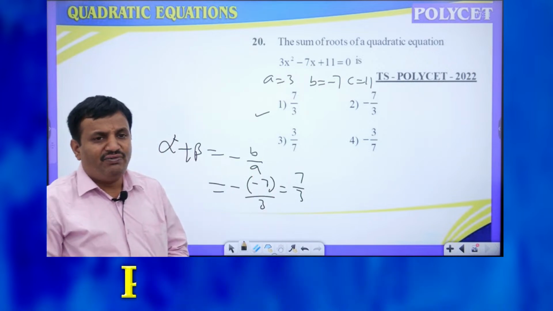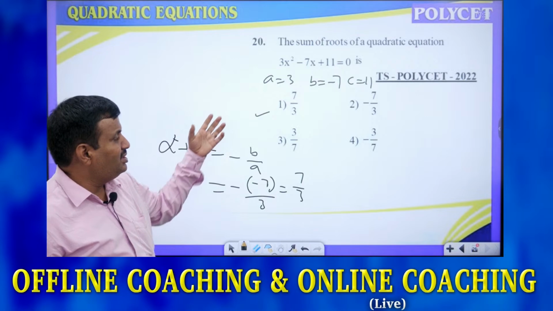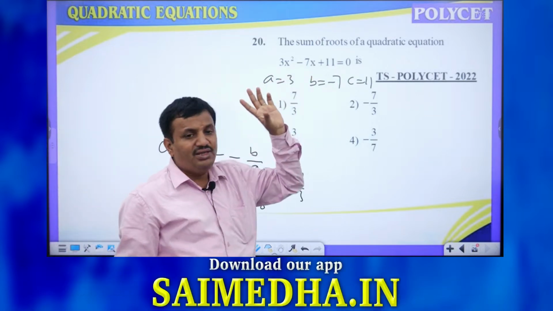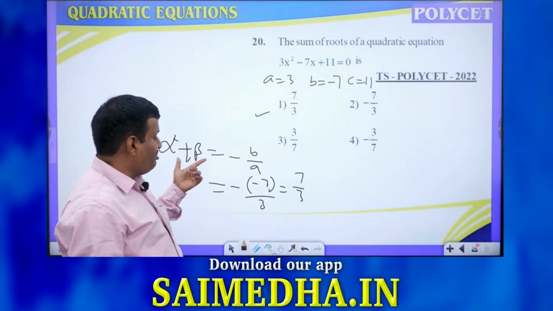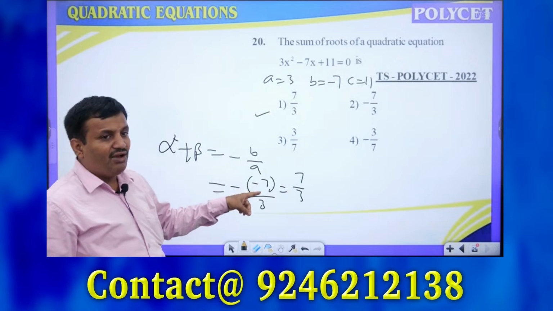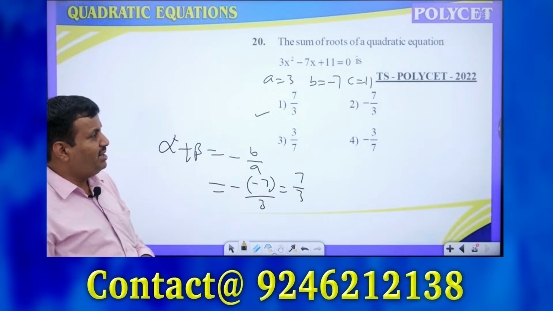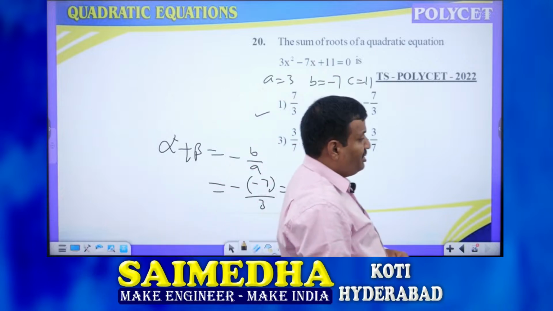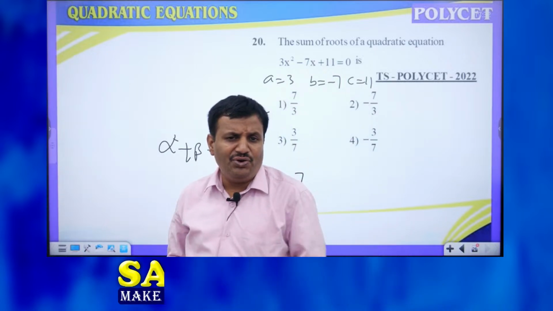Sign also very important. Everywhere we have to follow the sign carefully. A value is 3. B value is minus 7. C value is 11. Sum of the roots alpha plus beta is minus B by A. Minus of minus 7 by 3. 7 by 3 is the correct answer. Yes, very good. These are all the different few questions.